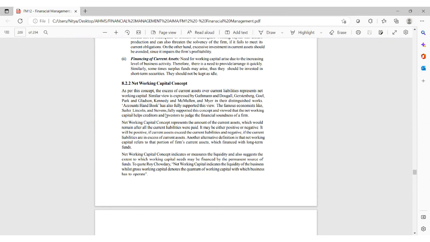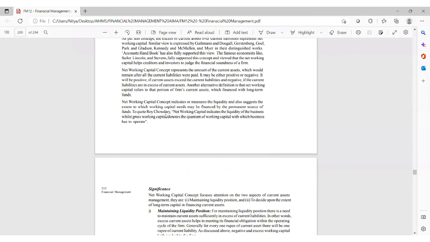But if it is the other way around, it means that my current liabilities are more as compared to my current assets, and that will be a situation where I might not be in a position to always pay off my debts as and when they become due, right? So ultimately we can say that net working capital is indicating the liquidity position of the business, while the gross working capital was just giving me the quantum of the working capital with which the business has to operate.